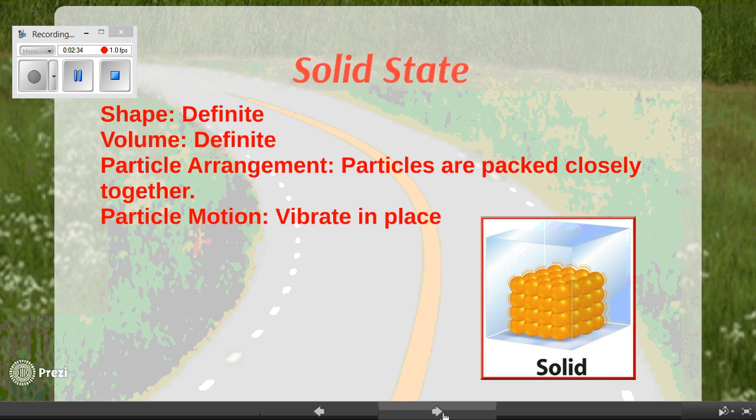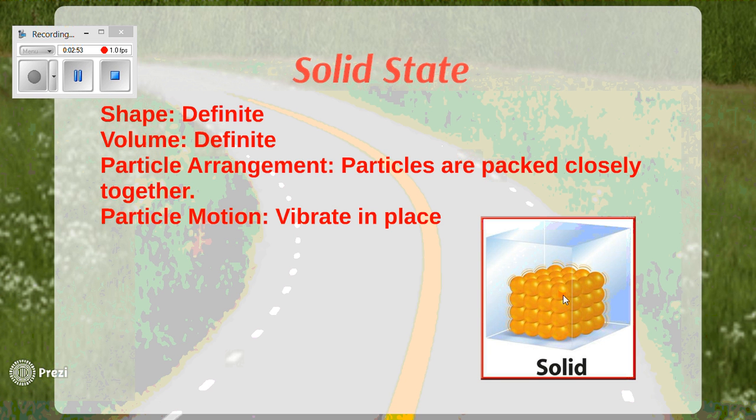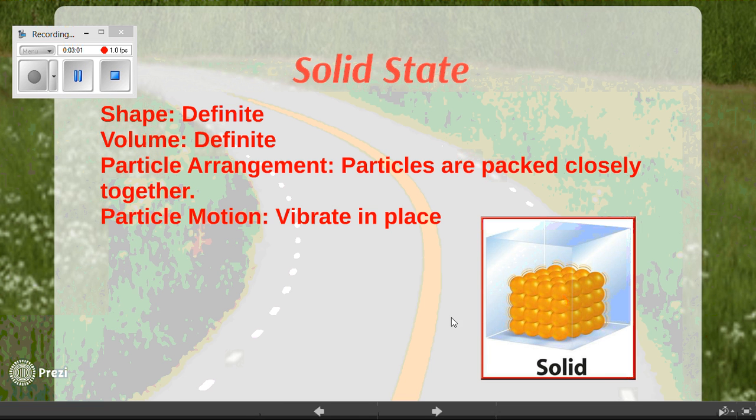Particle arrangement. The particles are packed closely together. And if you look here in this picture, you can notice how closely packed together these particles are. And since they are packed so closely together, these particles are only able to vibrate in place. That describes their motion. So you can't really say that the particles of a solid state are not moving. That's not true. They're so close together that they are actually vibrating in place. That's all that they have the capability to do.